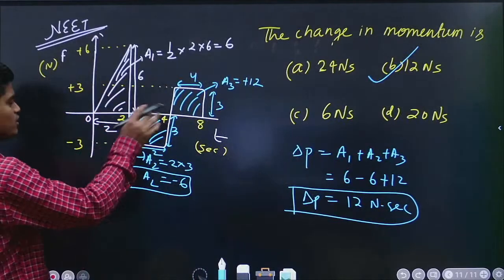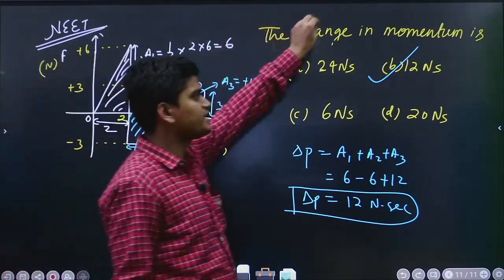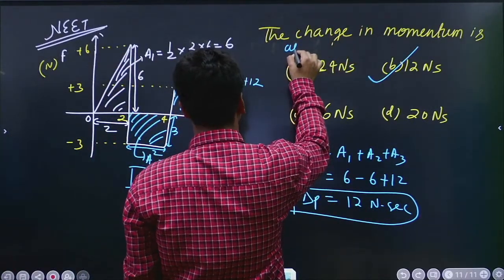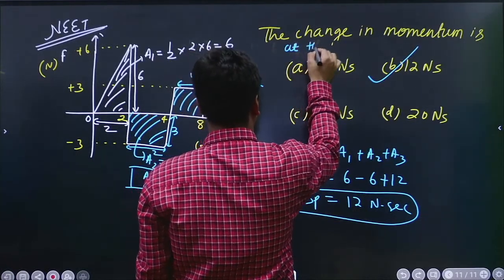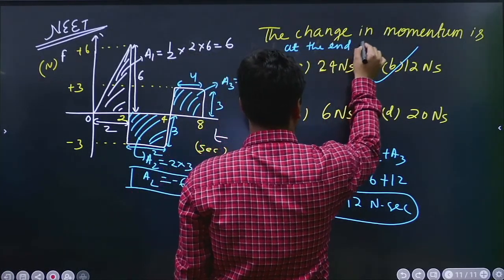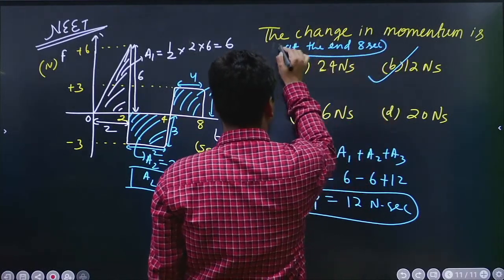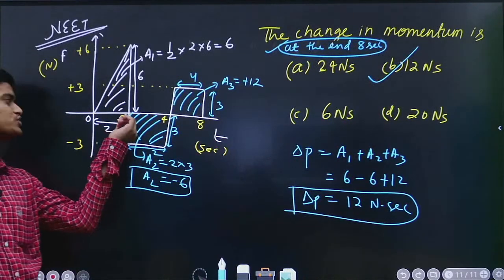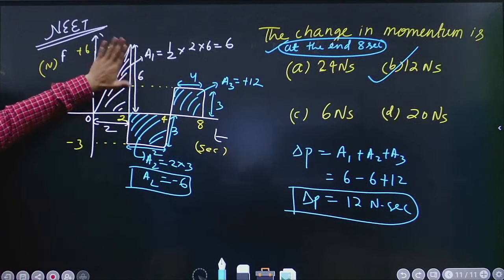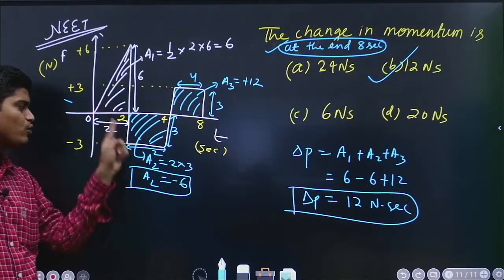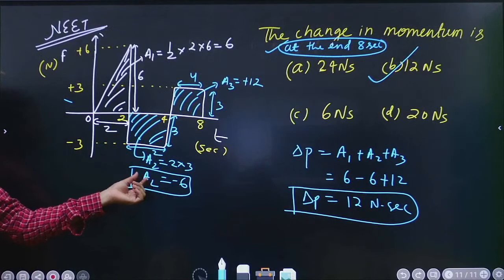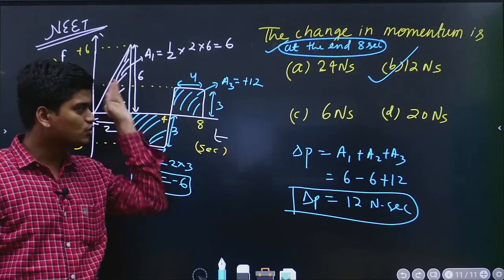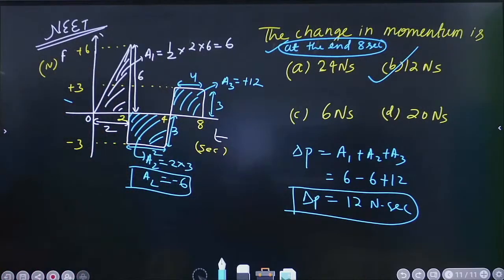But remember, here they can ask according to time also. Here they're asking change in momentum for this total graph, at the end of 8 seconds. So the full time you are taking, but sometimes according to time also they can ask. If they ask up to 2 seconds, then the change in momentum is only the first area A1. Up to 4 seconds, then you have to take A1 plus A2 area. Although there is a minus, so 0 momentum. But again, if they are asking up to 8 seconds, then you have to calculate the total area. So you need to take care about the time a little also.